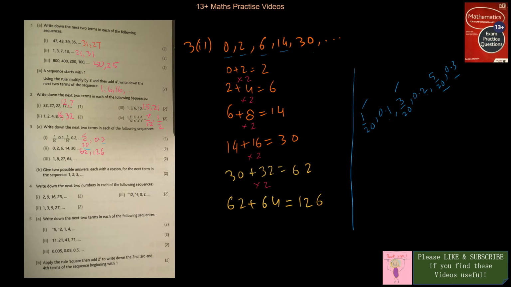So before adding, what do we add to 6 to get 14? I have to add 8, which is double of 4, to get to 14. So then again, double of 8 is 16. So 14 plus 16 is 30. Then double of 16 is 32. 30 and 32 is 62. And then double 32 is 64, and 62 and 64 is 126. So the next two terms are 62 and 126.